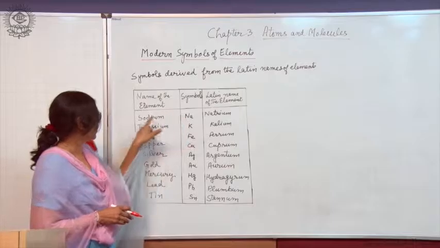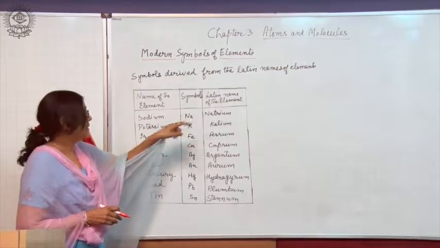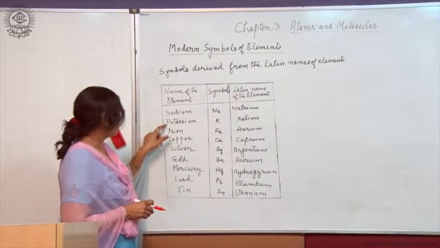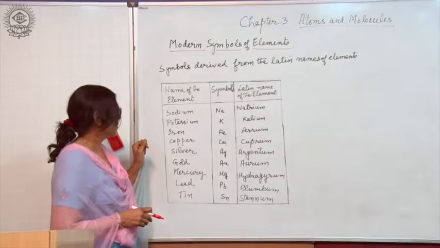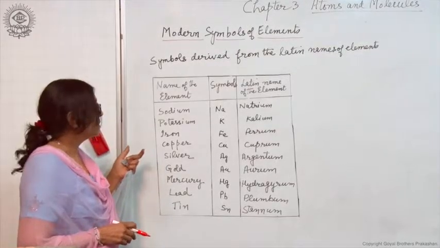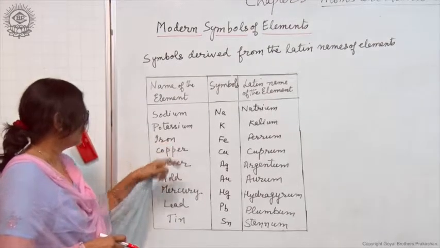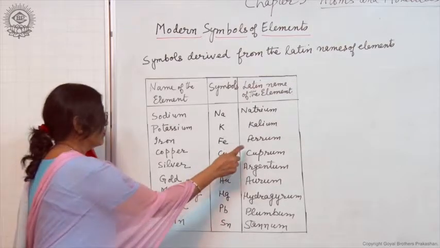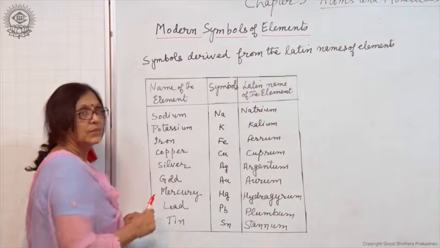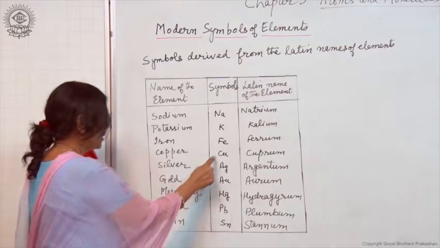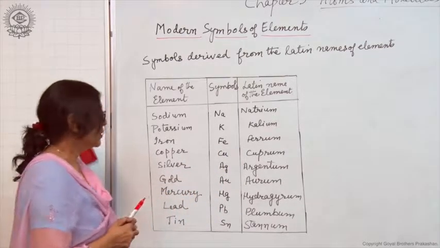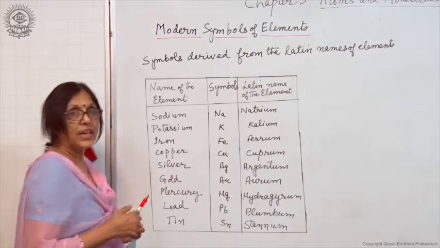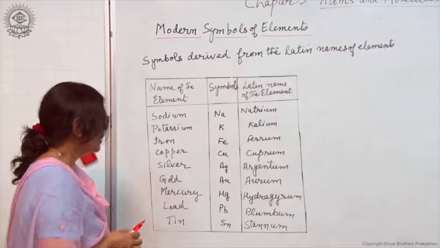The symbol of sodium is not SO but Na, and its Latin name is natrium. Potassium, symbol is K and Latin name is kalium. Iron, symbol is Fe, its Latin name is ferrum. Copper, its symbol is Cu and its Latin name is cuprum. Silver, its symbol is Ag and Latin name is argentum.